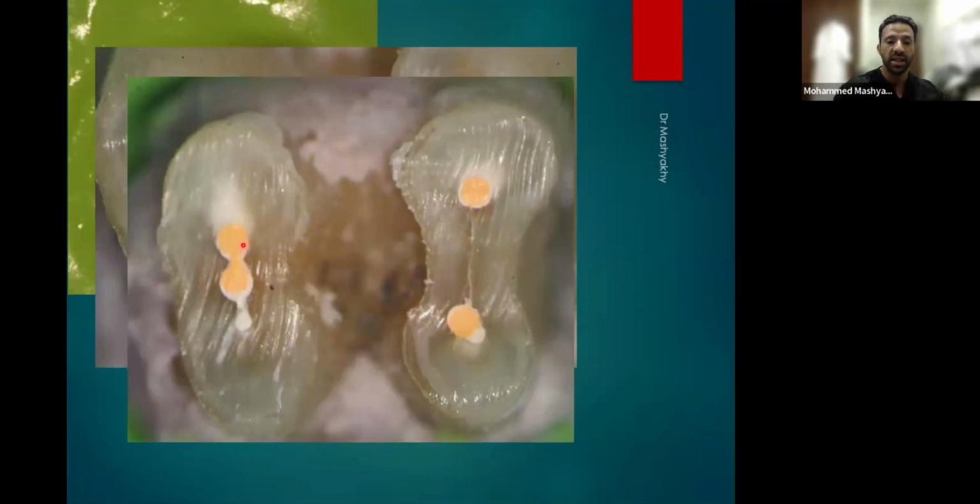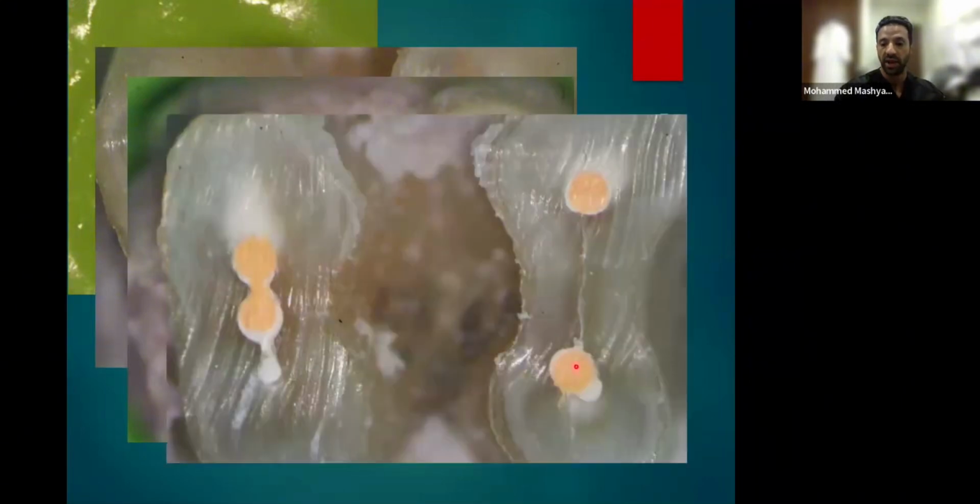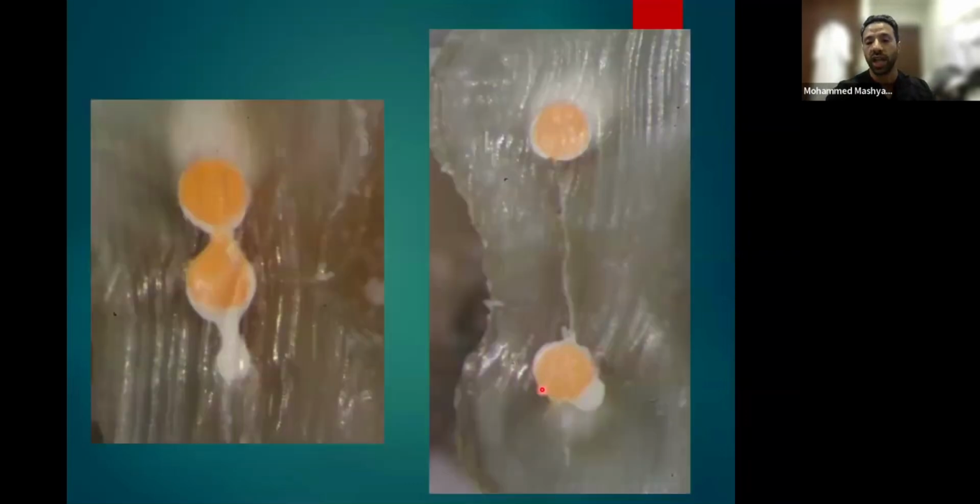See the distal, there is an extra canal or extra anatomy. See how it looks? Amazing. It's like a fried egg. Yes, I want to show you inside how it looks.